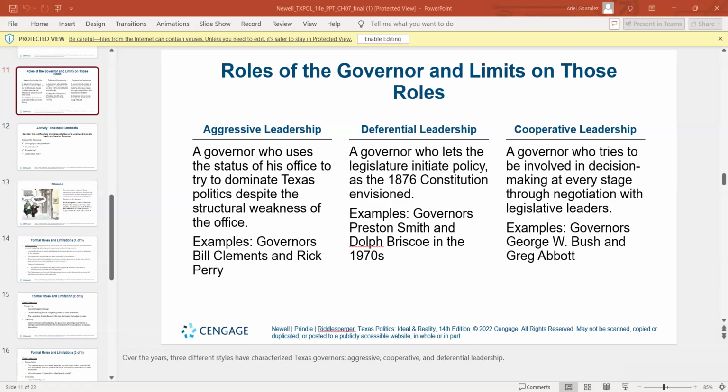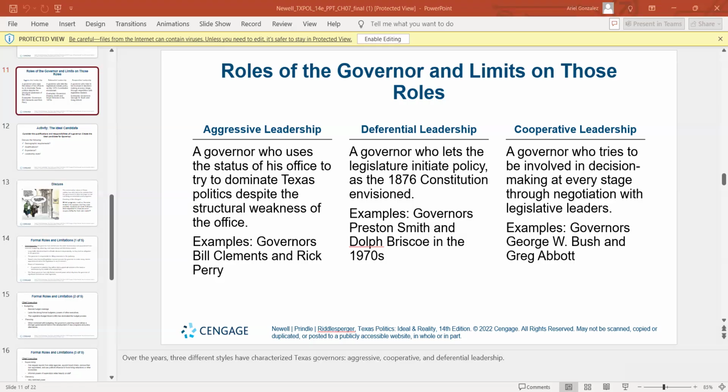So if the legislature was wanting to propose some legislation that he did not agree with, then he would go out and say, don't even bother with this because even if it gets to my desk, I'm going to go ahead and veto it, or things like that. So that's an aggressive style of leadership, right? To put yourself out there and to basically verbally communicate the power that you have within the legislative process.